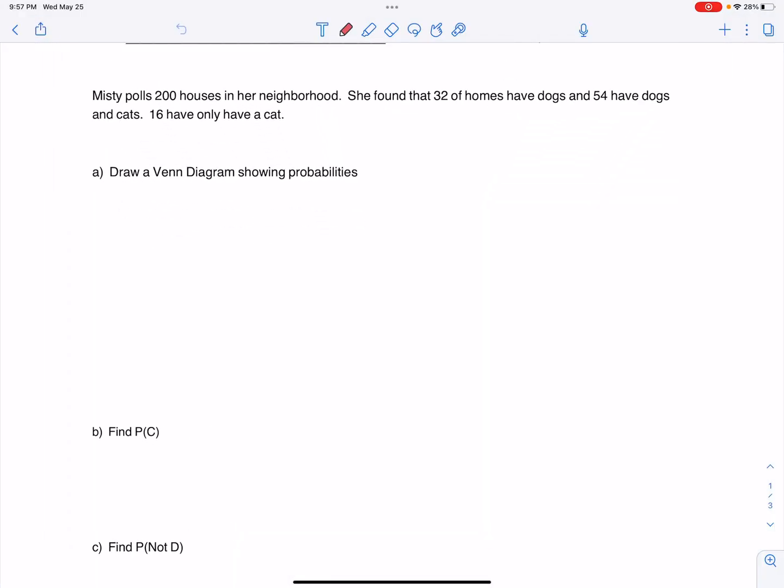All right, so again, I would like you to just try this. So I would like you to read it, pause it, try the Venn diagram. Just see if you can do it, because you can erase it. Pause it, try it.